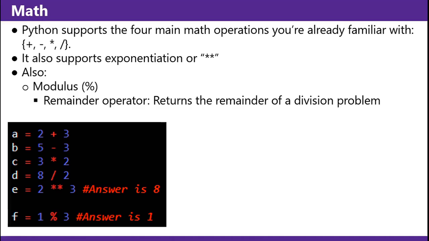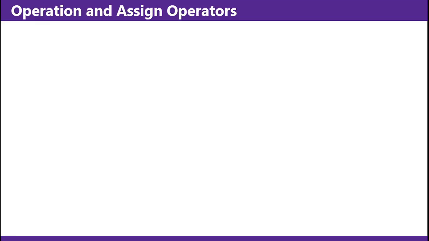In this example, a equals 2 plus 3, 5, b equals 5 minus 3, 2, c equals 3 times 2, 6, d equals 8 divided by 2, 4, e equals 2 to the third power, which is 8, and then finally f equals 1 mod 3, which the answer is 1, because when you do 1 divided by 3, you get a remainder of 1.